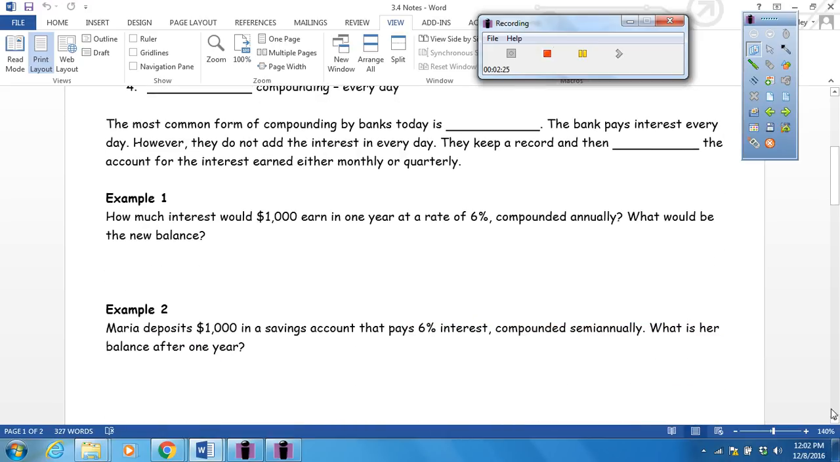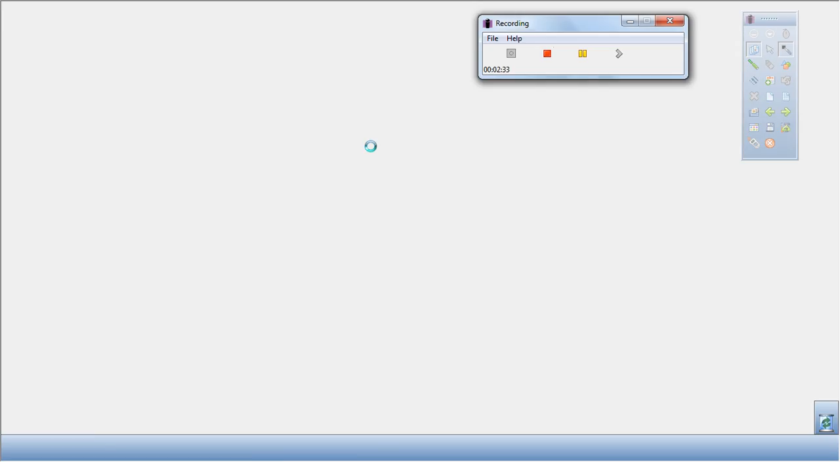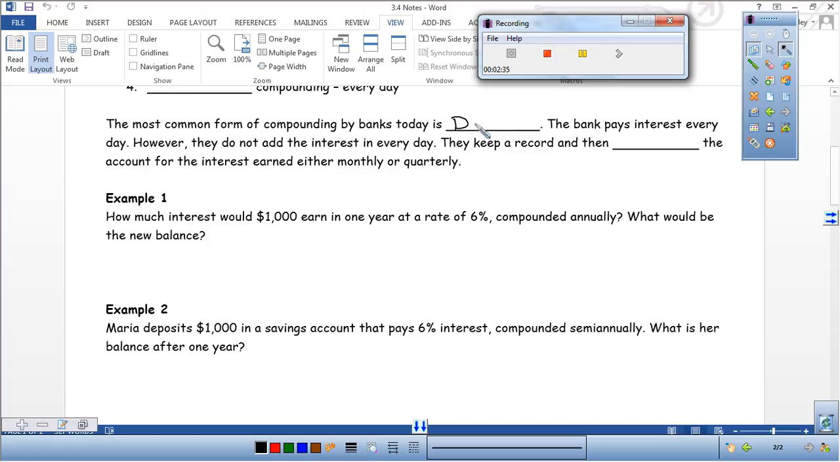Okay, the most common form of compounding by banks today is daily compounding. The bank pays interest every day, however, they do not add the interest in every day. They keep a record and then add to the account for the interest earned either monthly or quarterly. Okay, add it to the account.